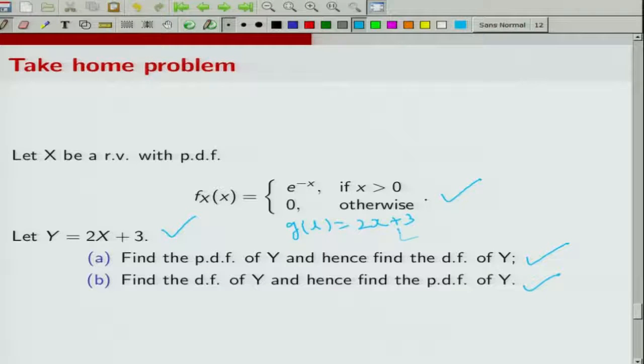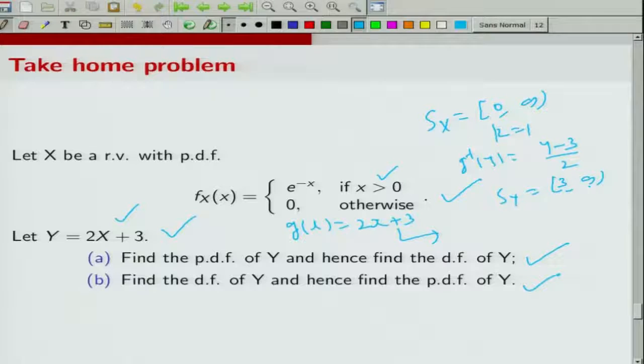Now in the first case, note that this g is strictly increasing on the whole of R. So it will be strictly increasing in my Sx. So what is my Sx? Sx here is 0 to infinity. So it is strictly increasing, so I have to use the result for k is equal to 1. What would be the g inverse of y? G inverse of y would be nothing but (y minus 3) by 2. What would be my Sy? Y is 2x plus 3, so Sy would become 3 to infinity. So what would be the PDF of y? It is f_X of g inverse y times the modulus of d by dy of g inverse y, which is 1 by 2, then the indicator of 3 to infinity. That is the PDF.